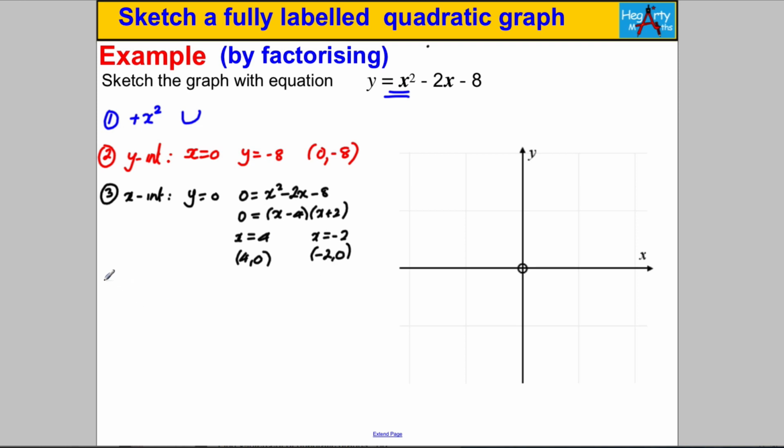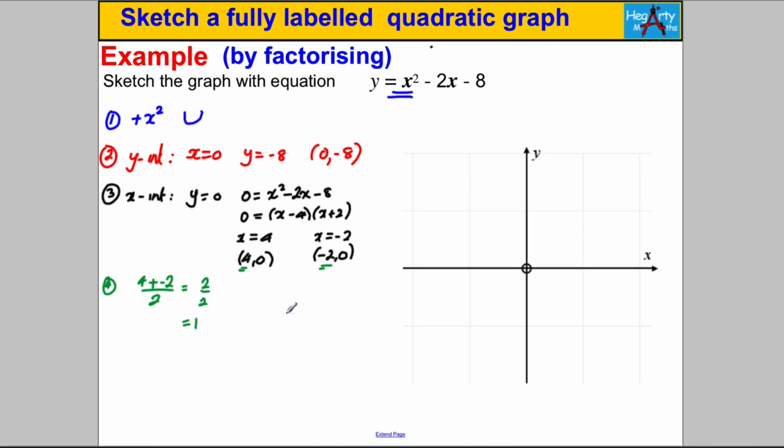Now the next thing we should go for is the line of symmetry. The line of symmetry is halfway between the roots. So for the line of symmetry, we're going to add up those roots or x-intercepts: 4 add negative 2, divided by 2. We work out the average of those numbers and we get 1. So we know that x = 1 is going to be our line of symmetry.